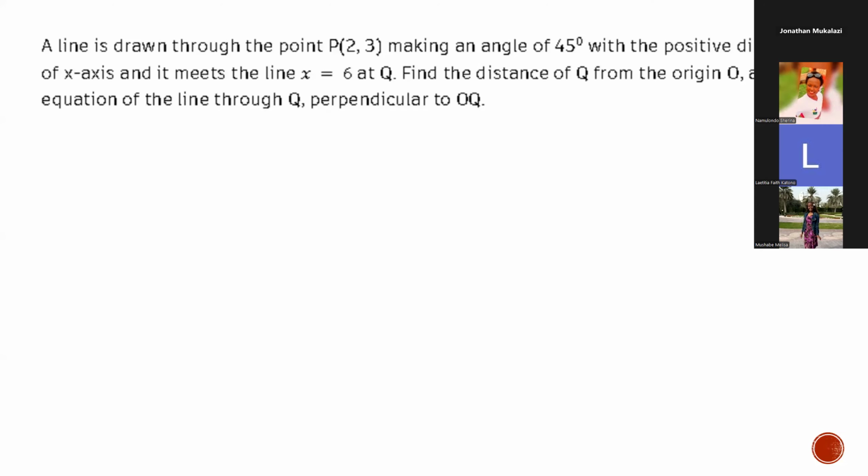Yeah, without wasting any time, question 6, right away. A line is drawn to the point P, 2, 3, making an angle of 45 degrees with the positive direction of x-axis, and it meets the line x is equal to 6 at Q. So we've been asked to find the distance of Q from the origin and the equation of the line through Q perpendicular to OQ.